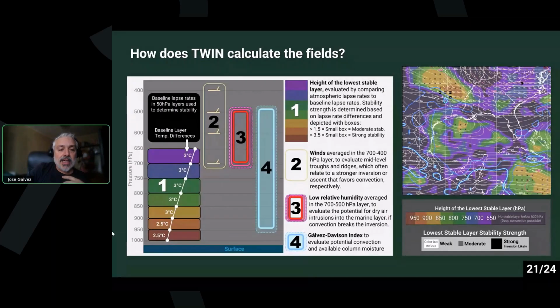I remember that I tried using 3.5 degrees as the base lapse rates for these layers, and it didn't work very well. And when I used 2.5 degrees, like in the lower troposphere, it also didn't work. When I used 3 degrees, the algorithm was able to better capture where the stable layers were when looking at convection development and also soundings. So, there's room for improvement, I'm sure, but this is the reason why we use 3 degrees.